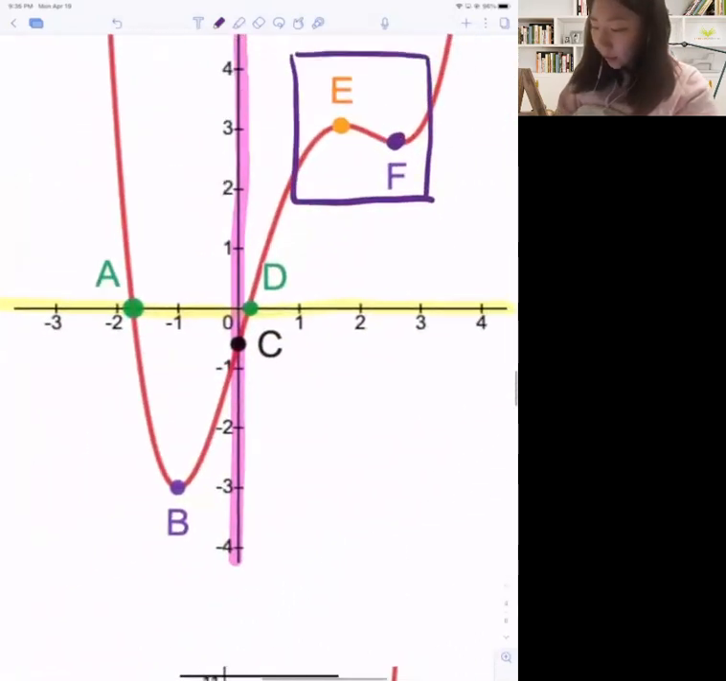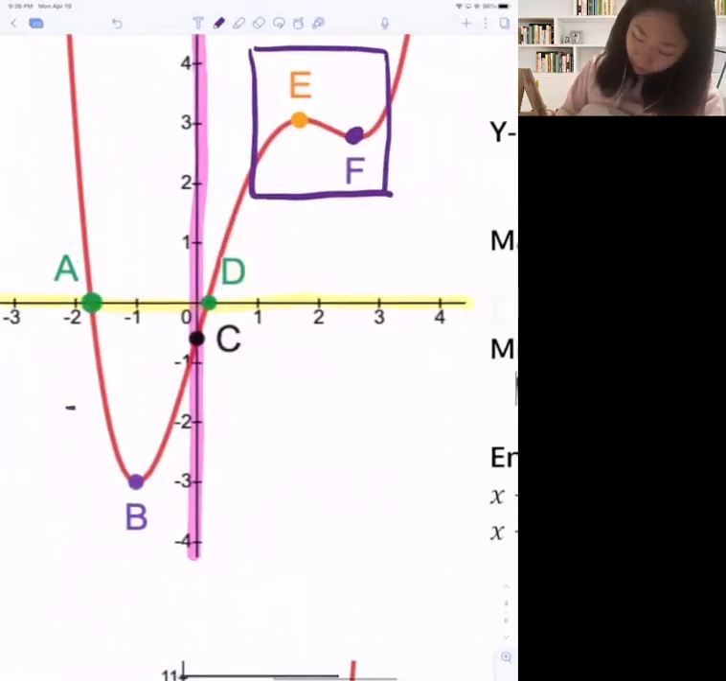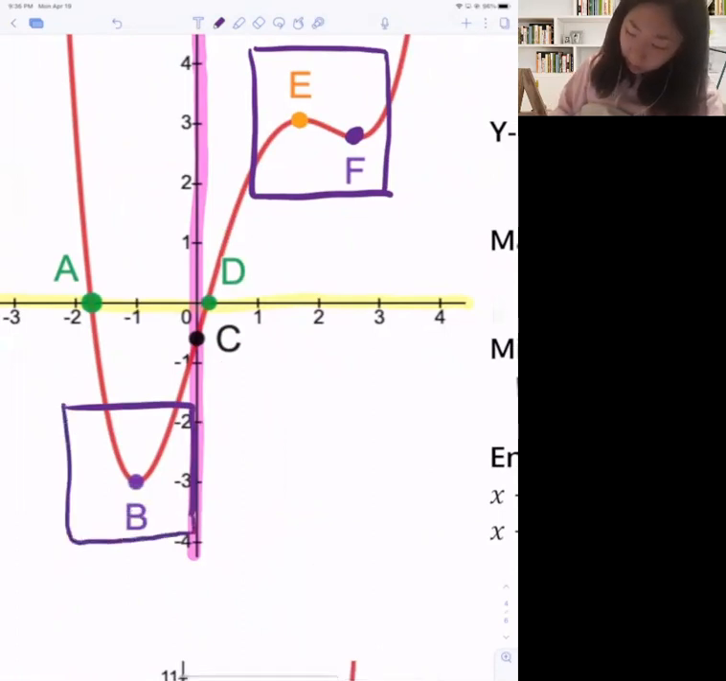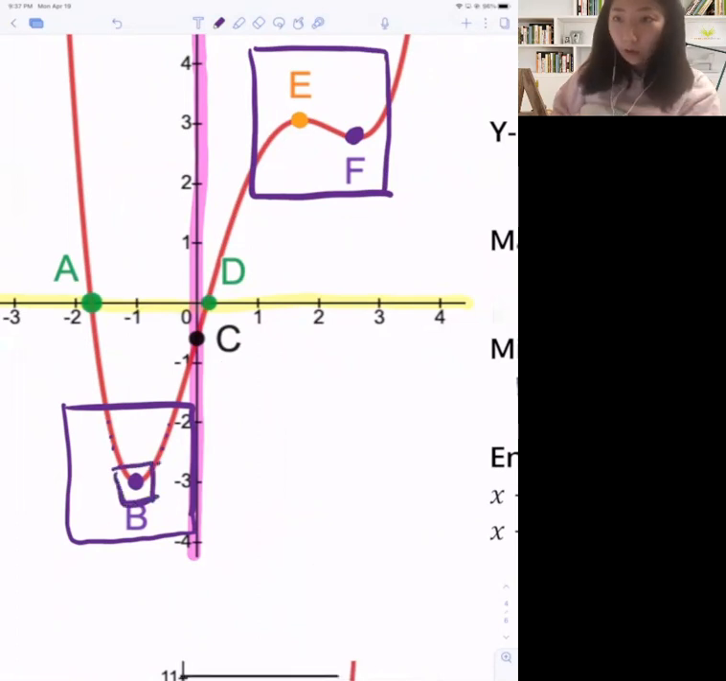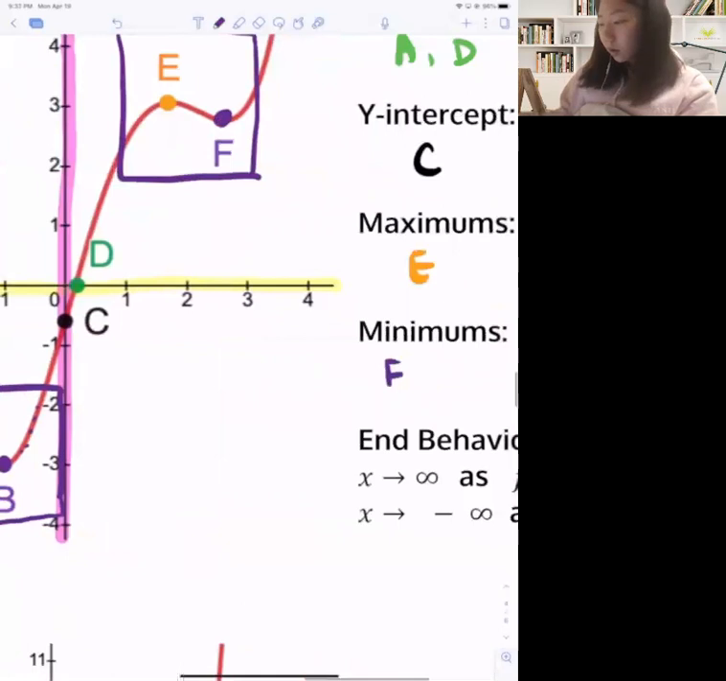And the last here we have B. Similar to F, B is the lowest point around the points of that region. So you have points here, here, here, here, and B is the lowest point of this region. So B is our regional or local minimum.